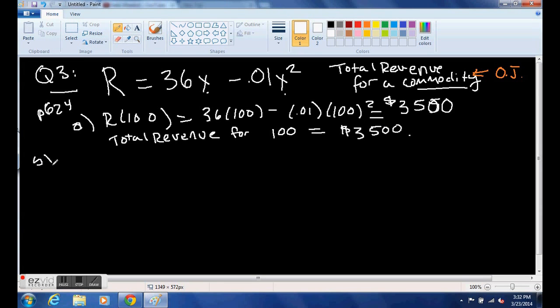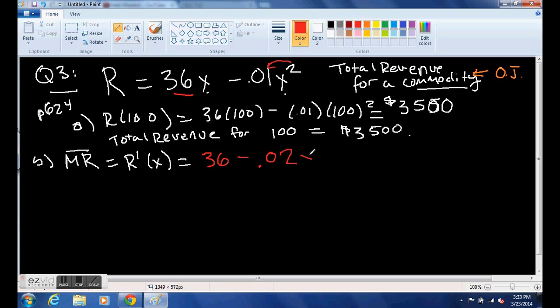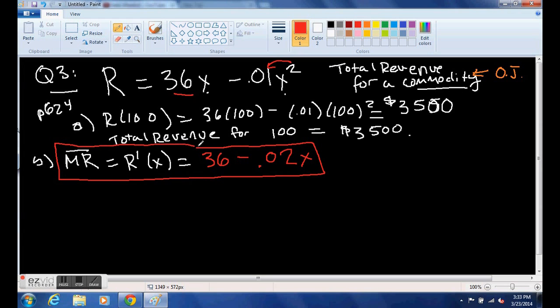Part B says find the marginal revenue function. The marginal revenue function, that's the notation with the bar on top, is the first derivative of the revenue function. This is not the most complicated derivative we have seen. It's 36 minus 2 times 0.01, so 0.02x. That right there is the marginal revenue function.